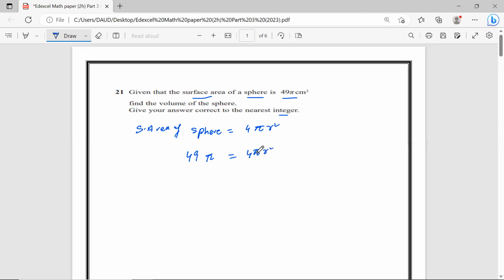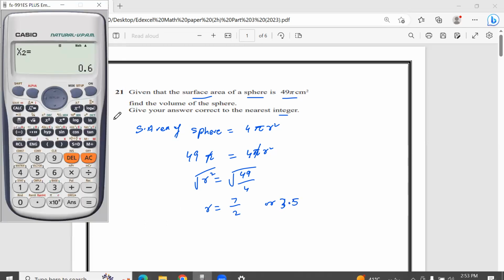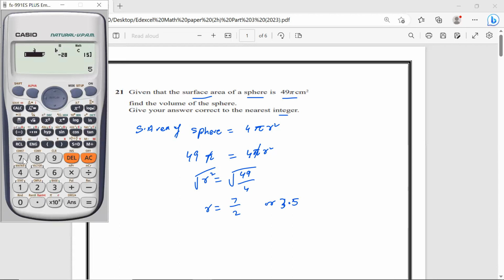We can cancel π and π, so r squared is equal to 49 over 4. We take the square root on both sides, so r is equal to 7 over 2, or we can say 3.5. You can check here, 7 divided by 2.